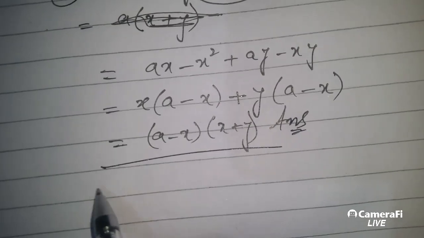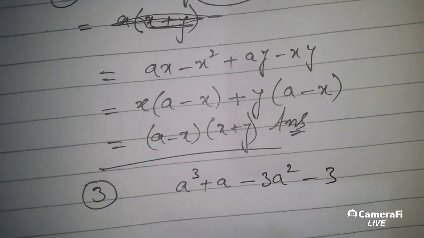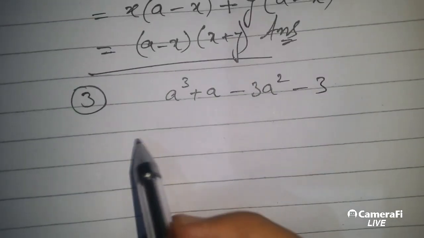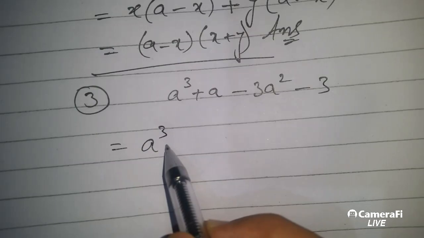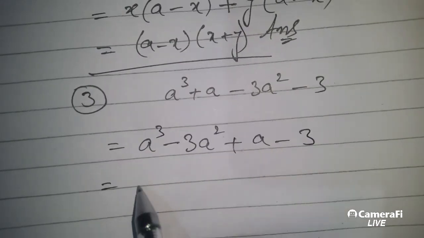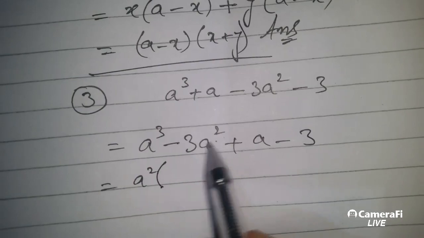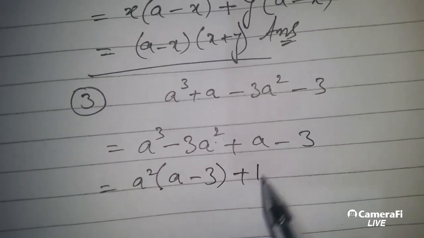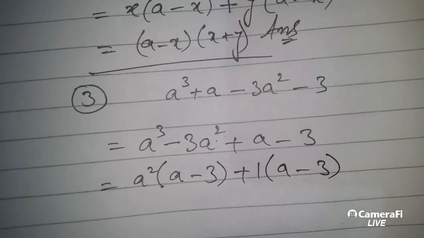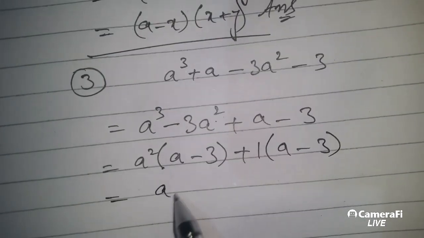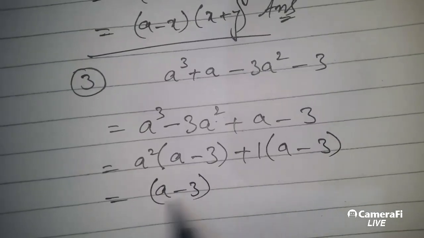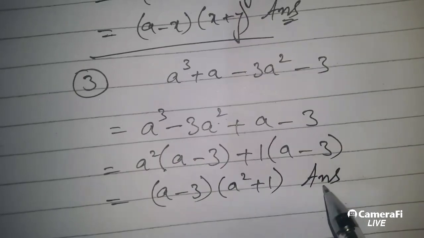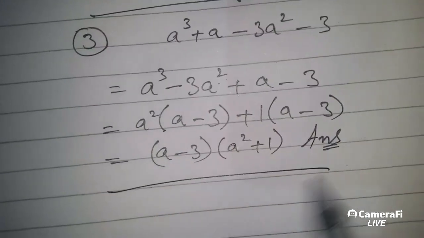Next question, question number 3. First and third term, let's combine the first term and third term. a square can be taken as a common factor from these two terms, and 1 can be taken as a common factor from the last two terms. So a minus 3 is taken as common, a square plus 1 is what is left. Next question.